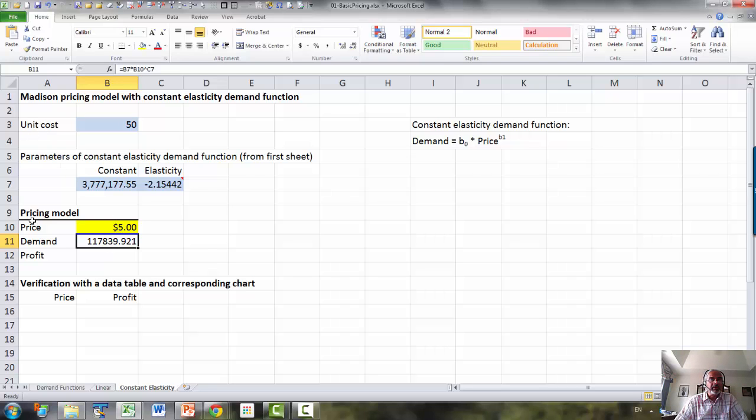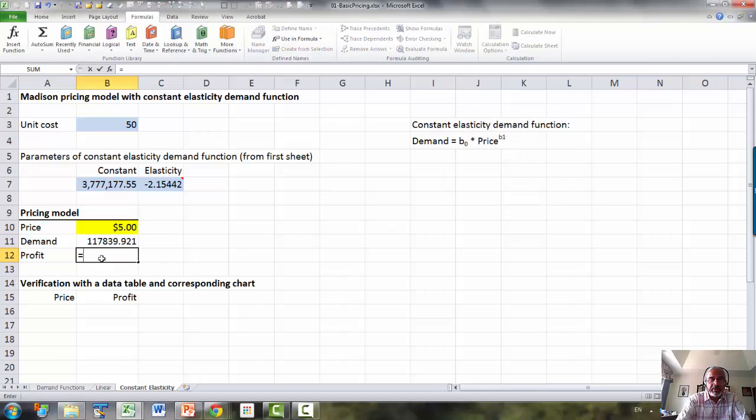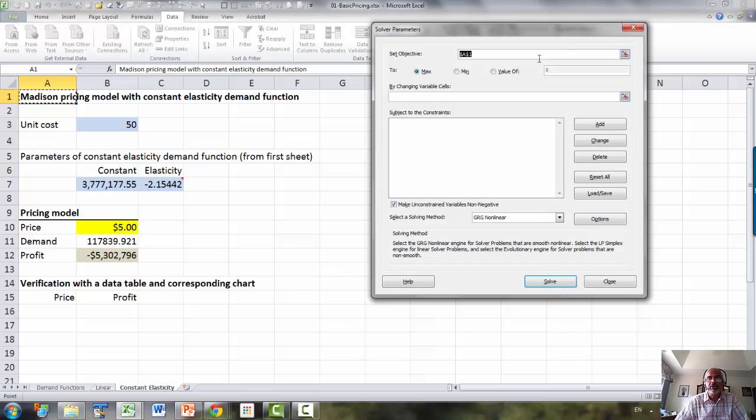So now profit, okay, let's give a name for these cells. So profit is price minus cost times demand. Now that's what we want to maximize. So that's our changing cell. So let's go ahead and run solver. Okay, remember, make sure that the demand cell does not have divide by 0 error.